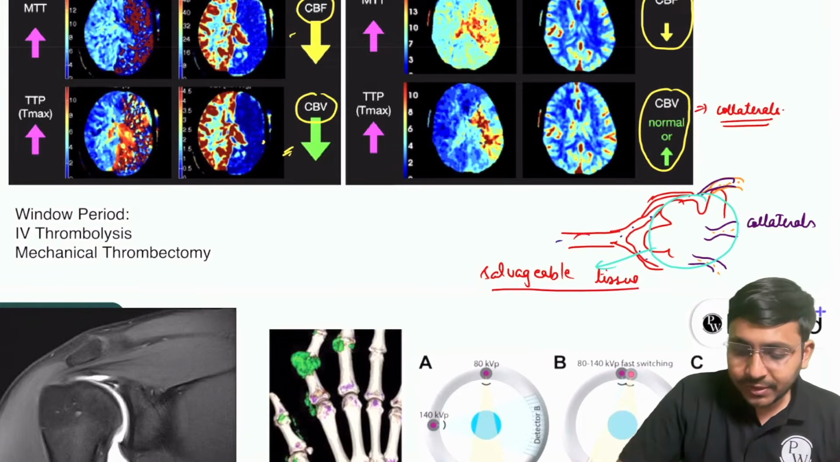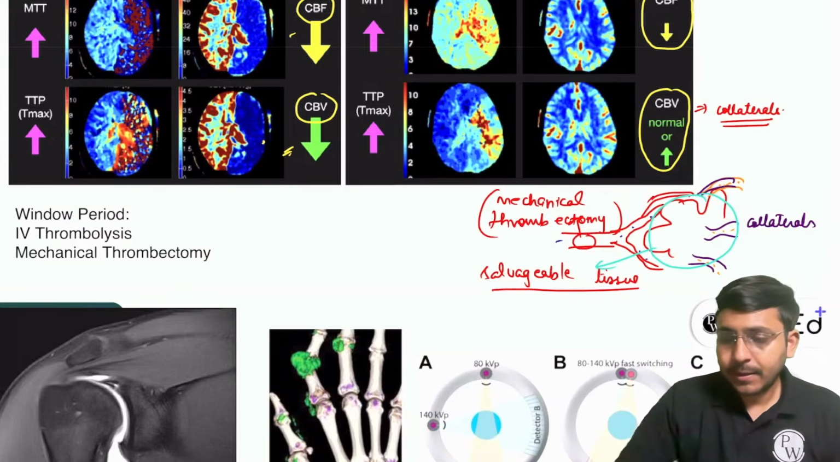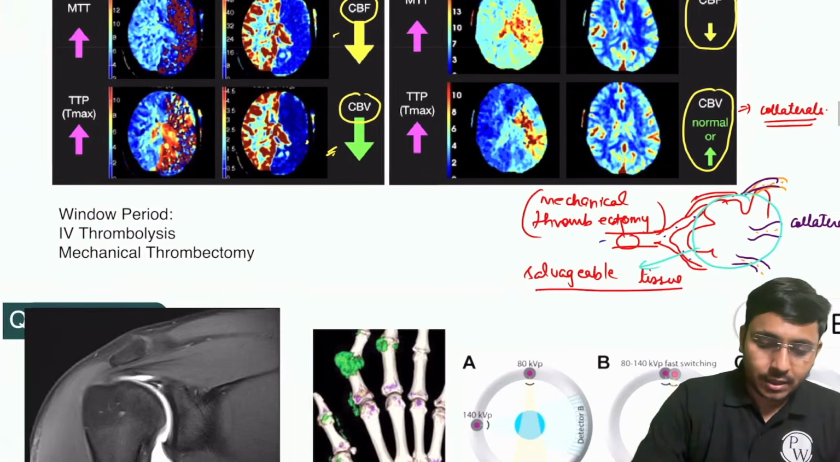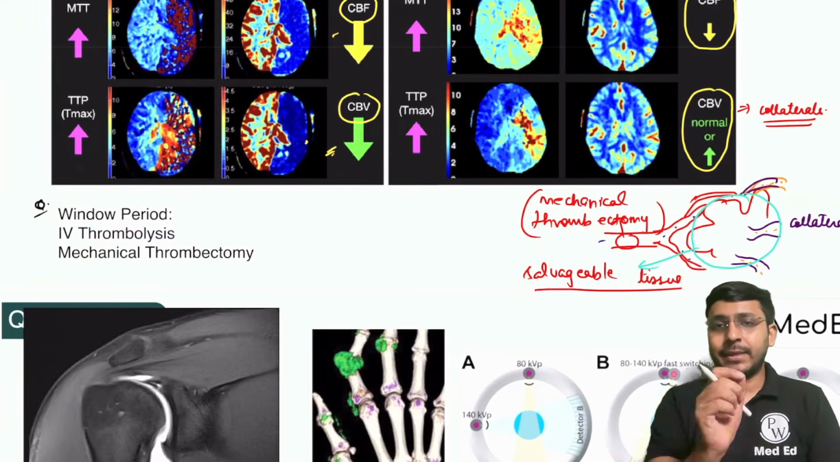So what is this process known as? This is known as mechanical thrombectomy. Right? Mechanical thrombectomy is the name. So the next question comes: what is the window period? Until when can we do it? Tell me this.